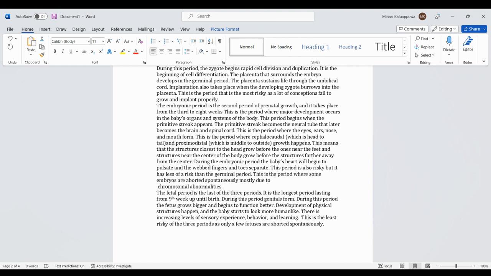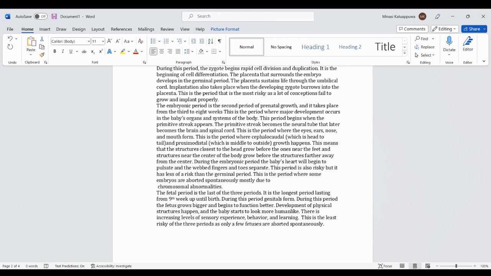The fetal period is the last of the three periods, and it's the longest period, lasting from the 9th week up until birth. During this period, the genitals form, and the fetus grows bigger and begins to function better. So during the fetal period is when we're able to tell the gender. And since the fetus is growing bigger and being able to function better, they start to learn. The development of the physical features happens and the baby also looks more human-like. There's increasing levels of sensory experience, behavior, and learning.